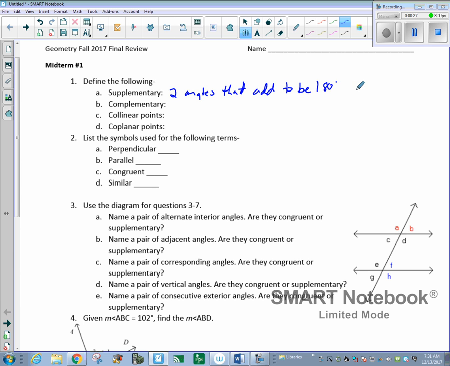And remember that the way this works is you can have two angles that are next to each other that add up to be 180, or you could have a linear pair that also adds up to 180. All those guys are supplementary. Complementary are two angles that add to be 90.